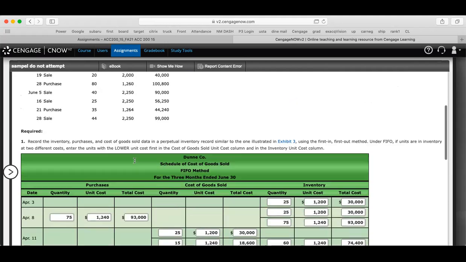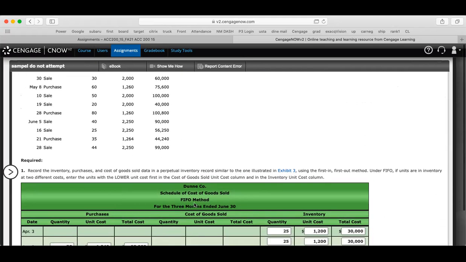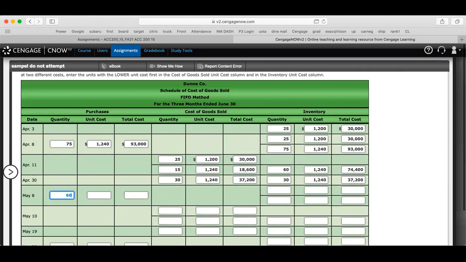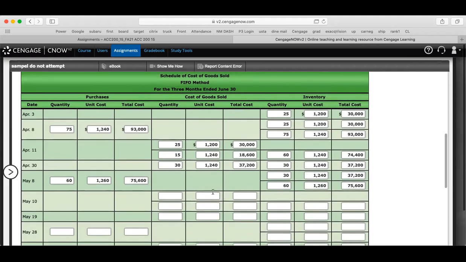Okay. Now, May 8th says purchase 60 at 1260 for 75,600. Okay. So we purchased 60 at $1,260 per unit, and that gives us 75,600. Okay. And let's see. So we have 30 still of the 1,240, and that costs us 37,200. Okay. Now we got to put these 60 new units for 1260 into our inventory, and that costs us 75,600. Now all you do is look at this price right there. Okay. All right.